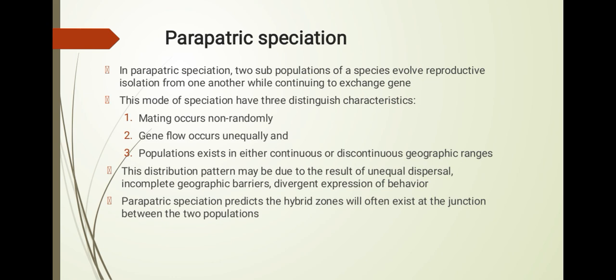Then parapatric speciation. In parapatric speciation, two subpopulations of a species evolve reproductive isolation from one another while continuing to exchange genes. This mode of speciation has three distinguishing characteristics: mating occurs non-randomly, gene flow occurs unequally, and populations exist in either continuous or discontinuous geographic ranges. This distribution pattern may be the result of unequal dispersal, incomplete geographic barriers, or divergent expression of behavior.